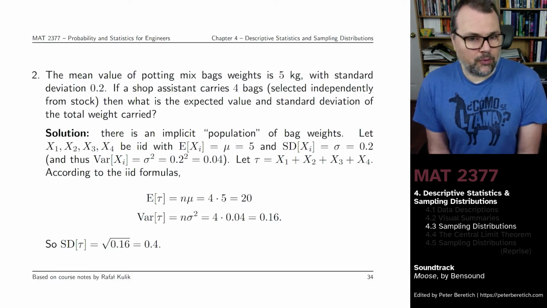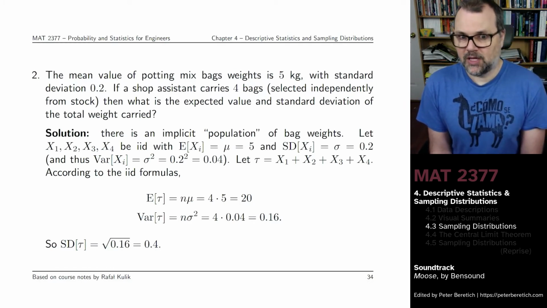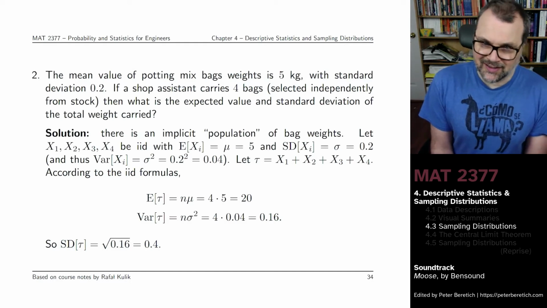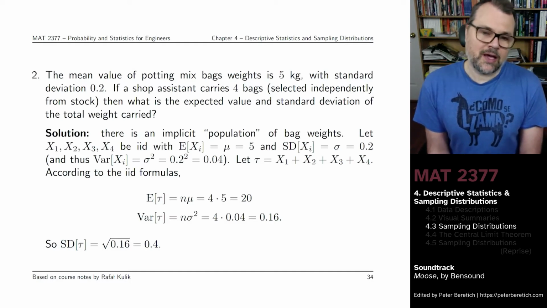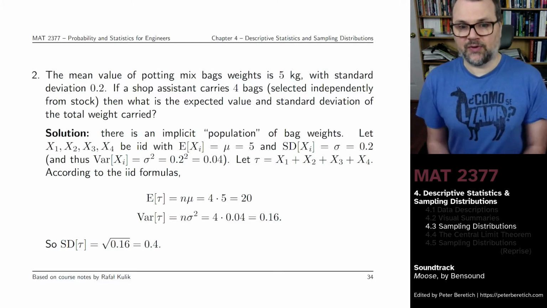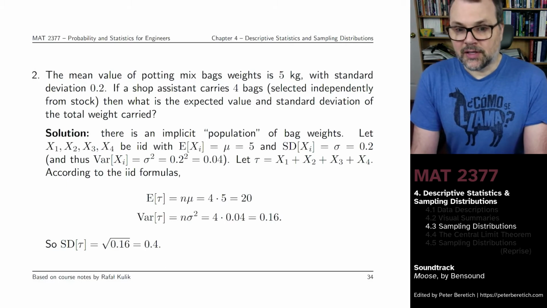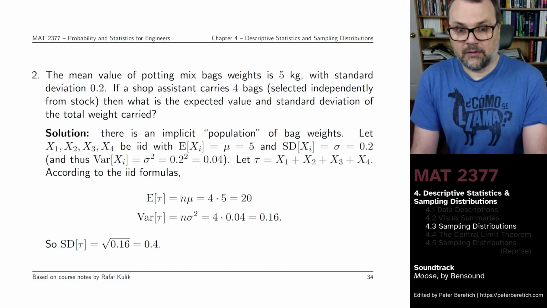And if you use the formulas that we've seen, the expectation of the total, the expectation of the sum, will be the sum of the expectations. Because these are IID, they all have the same mean, so each of the expectations are the same, n times mu. In this example, n equals 4, mu equals 5, so the expectation is 20. And you use the same formula for the variance. So n times sigma squared, 4 times 0.04, 0.16.